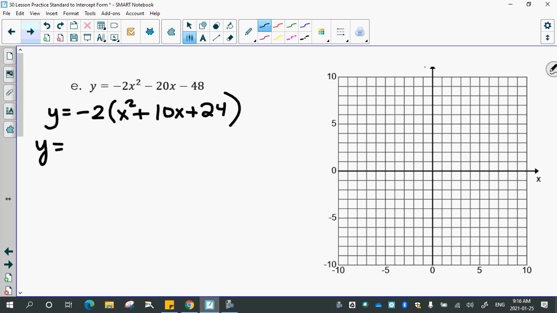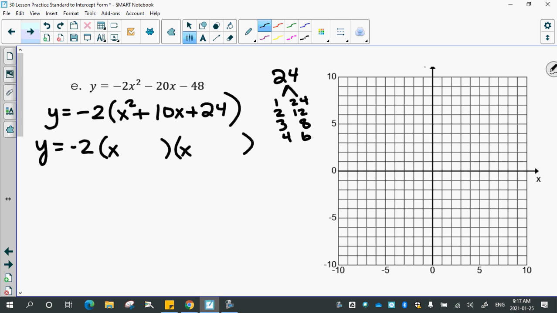So a simple trinomial, x at the start of each. And then you need the 2 numbers that multiply to positive 24 and add to positive 10. So we know they're both going to be positive. Some people are really good with times tables and they just know what they are. Other people make the organized list. 4 and 6 add up to positive 10. So now you have it in intercept form.